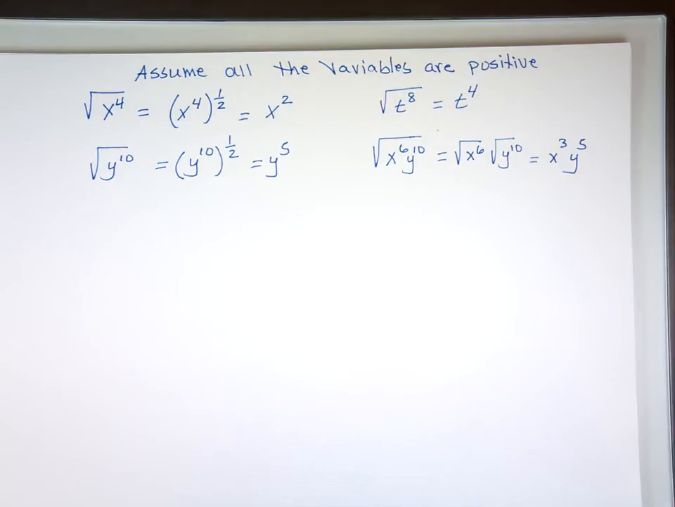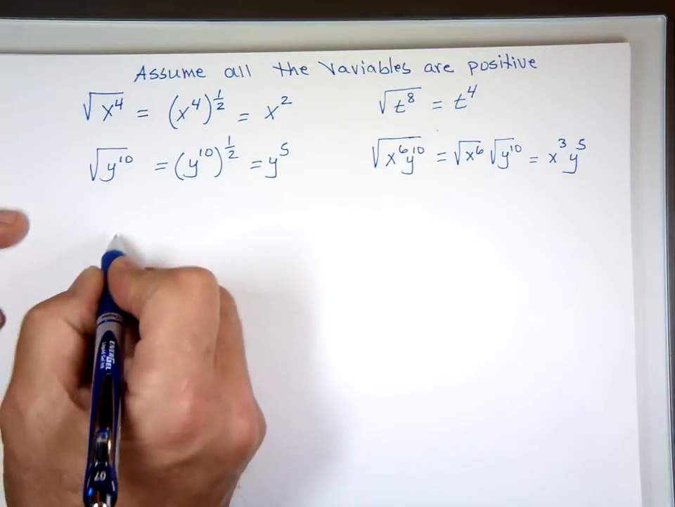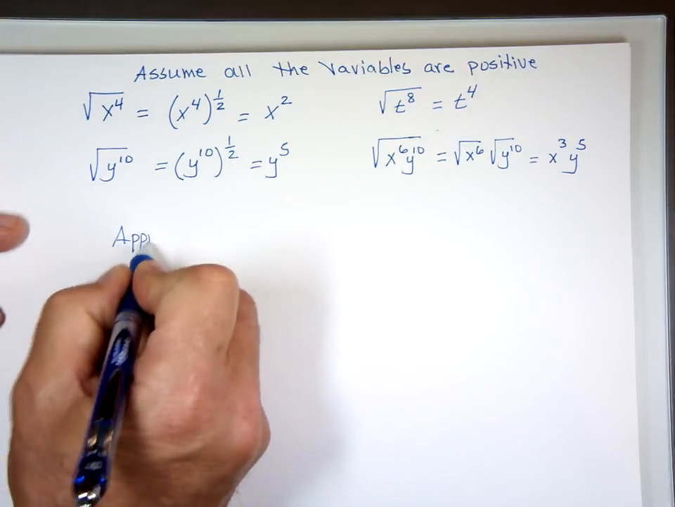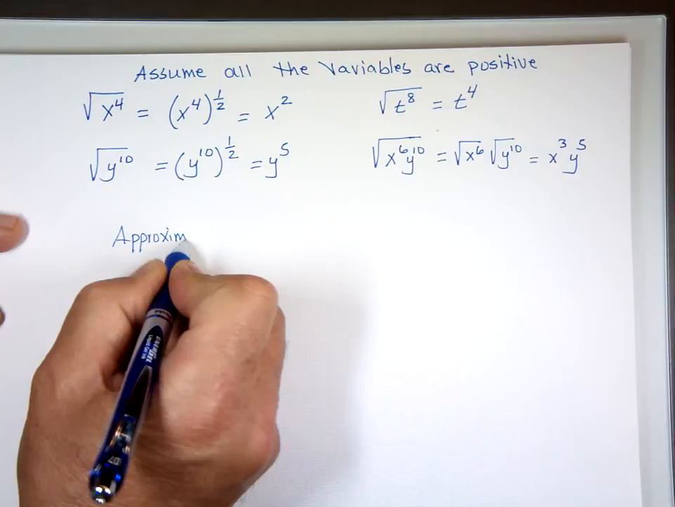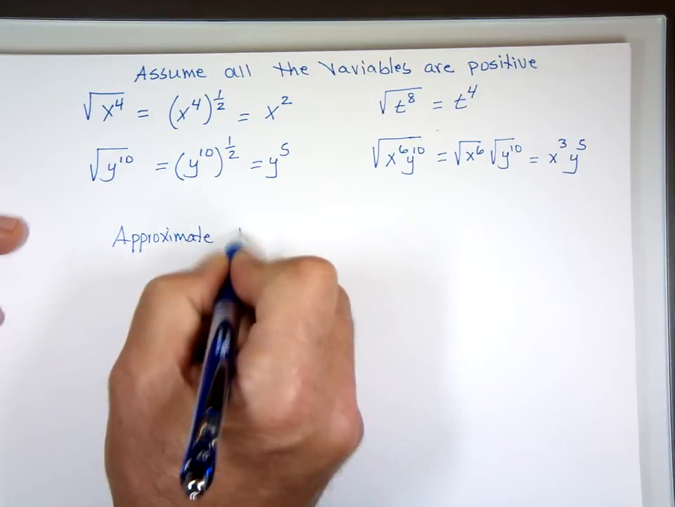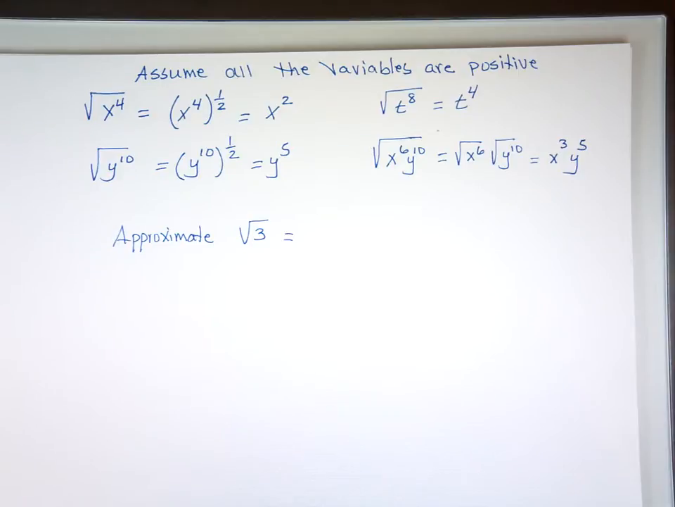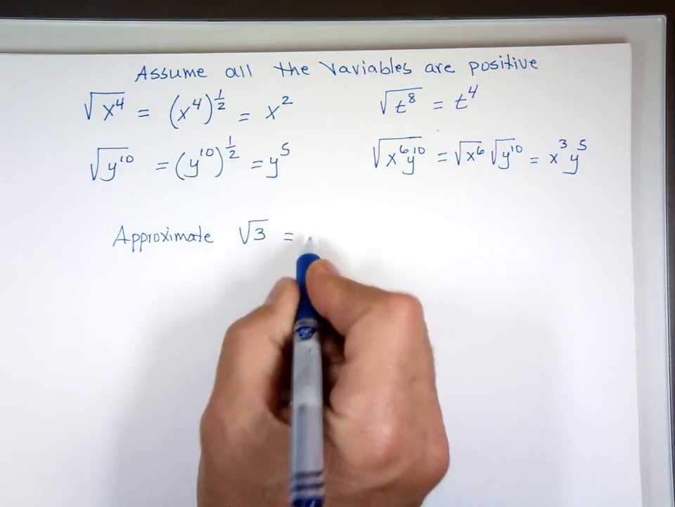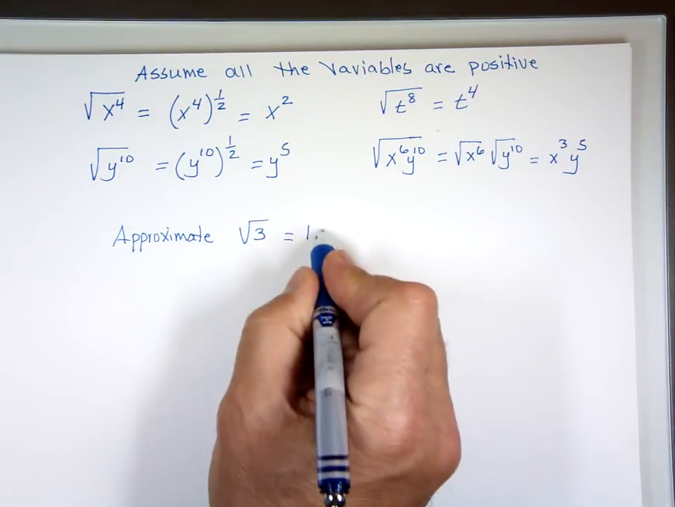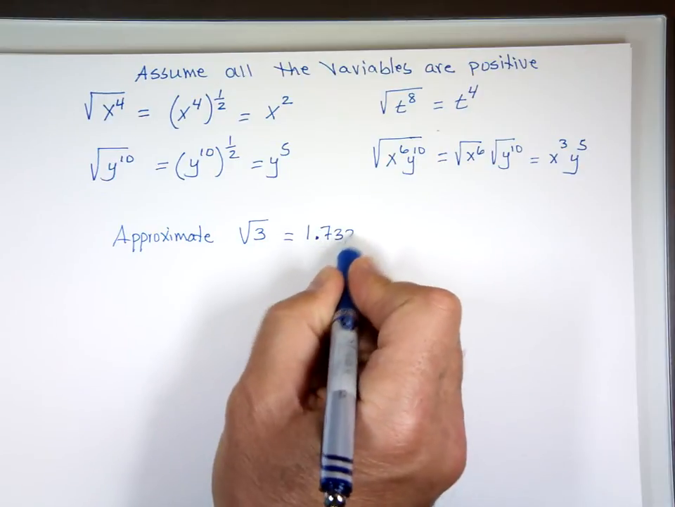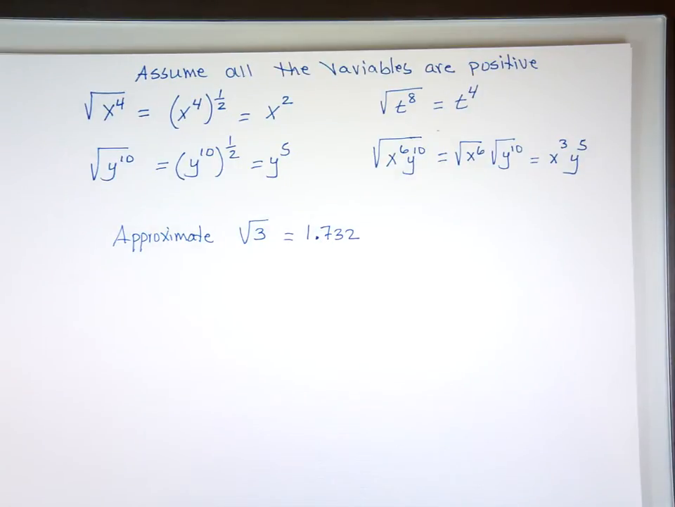If the problem says approximate the square root of 3, you really need a calculator. You can't do it without a calculator. If you get a calculator and hit the square root of 3, and round it to 3 decimal places, is it 1.732? I think something like that. But you will need a calculator.